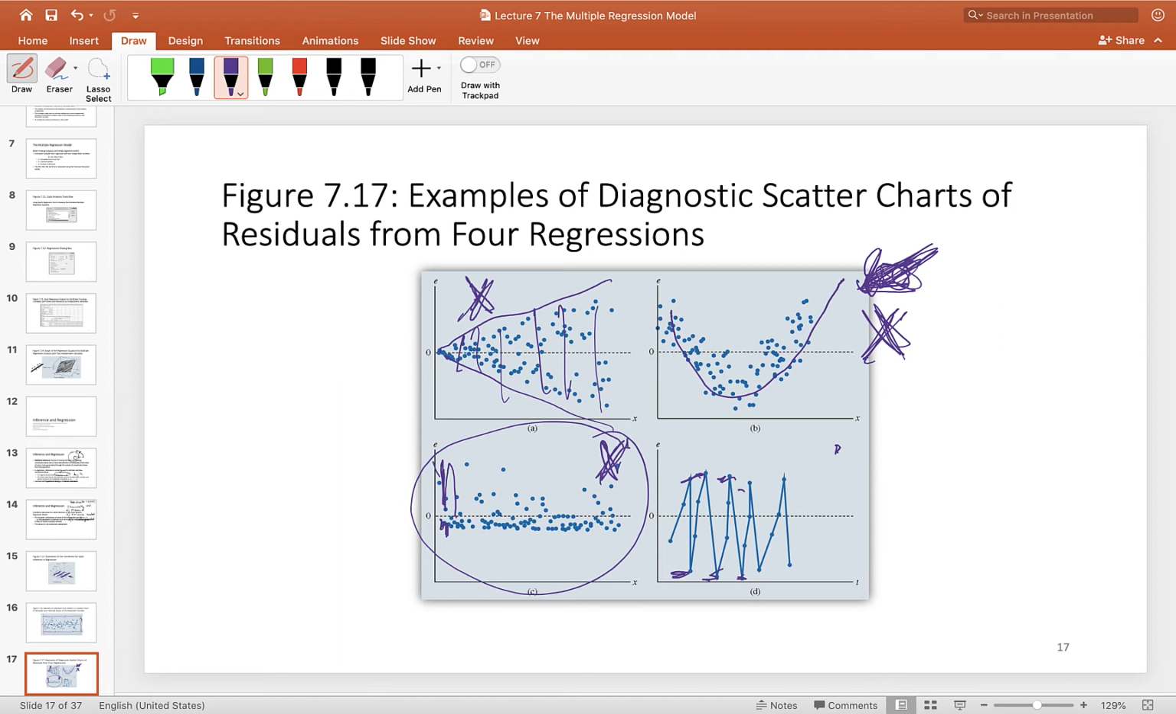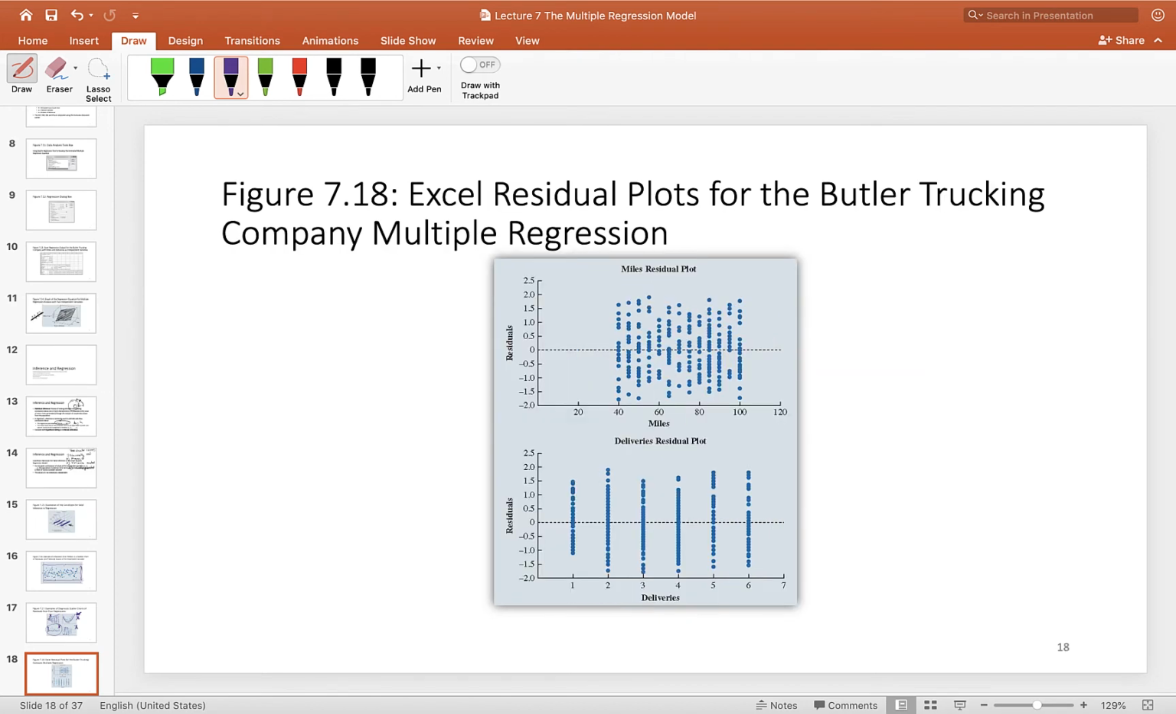It probably means that the time effect has not been properly included in your actual regression model. So again, this one would be a fail. Okay, let's move on. How about here?